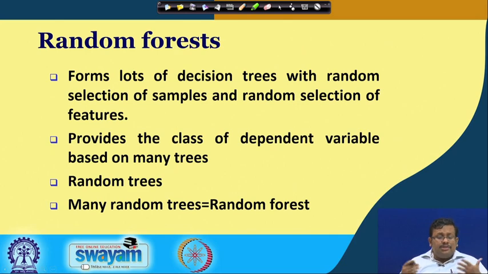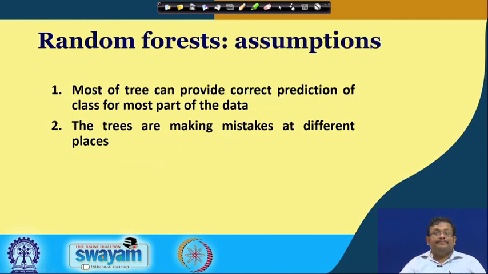So, random forest forms lots of decision trees with random selection of samples and random selection of features. That is why it is called random forest. First of all, it is called forest because we are using thousands and thousands of trees. And it is called random because we are using random selection of samples and random selection of features for creating one particular tree. It provides the class of the dependent variable based on many random trees, so it is random forest.